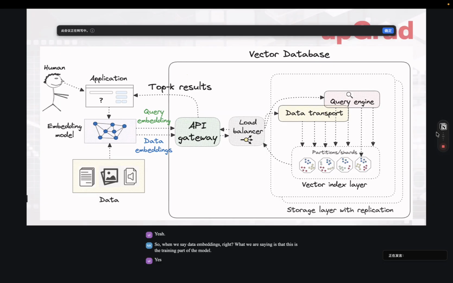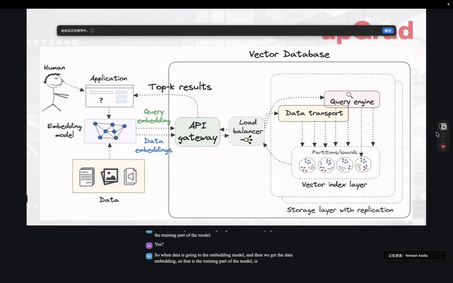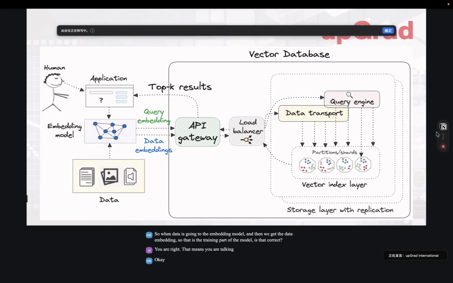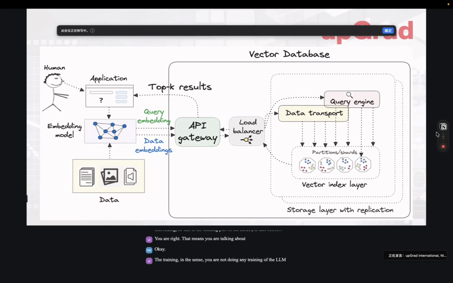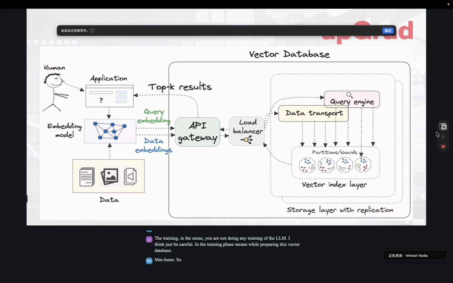Yes. So when data is going to the embedding model and then we get the data embedding, that is the training part of the model. Is that correct? You are right. That means you are talking about the training in the sense you are not doing any training of the LLM. I think just be careful. In the training phase means while preparing this vector database. So this training, so we are always using a pre-trained database. I think we are mixing.